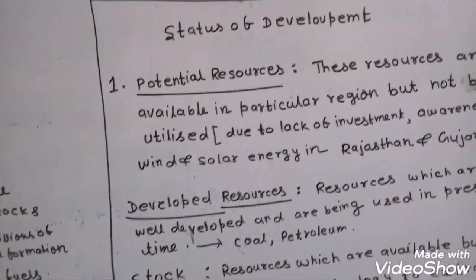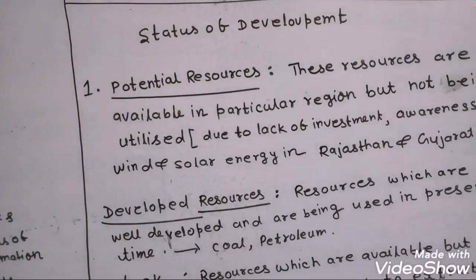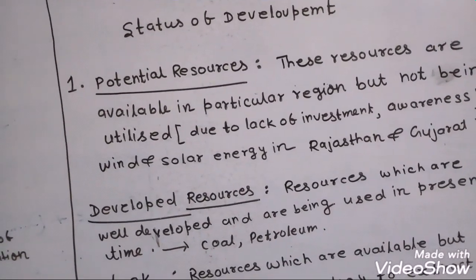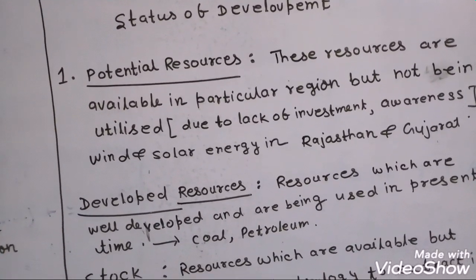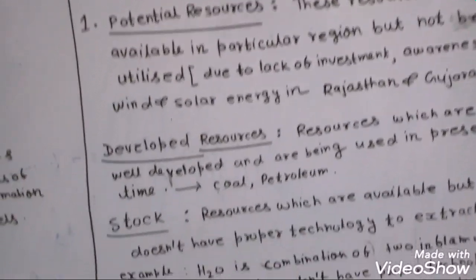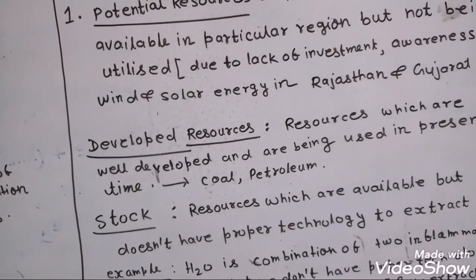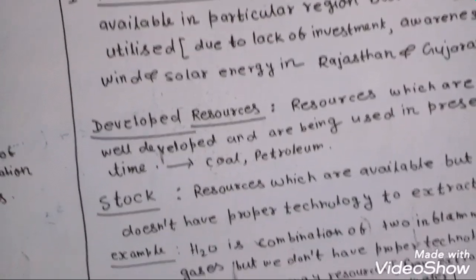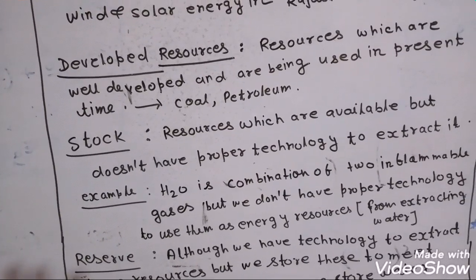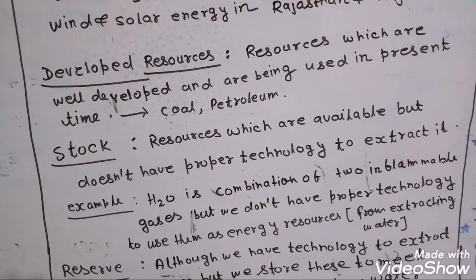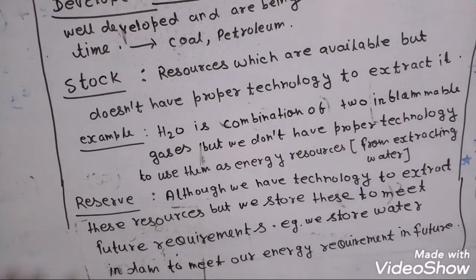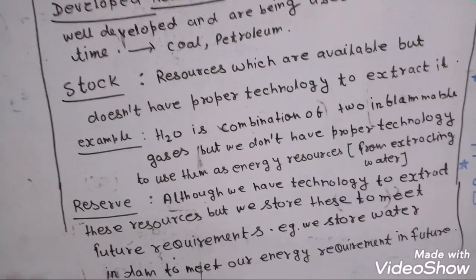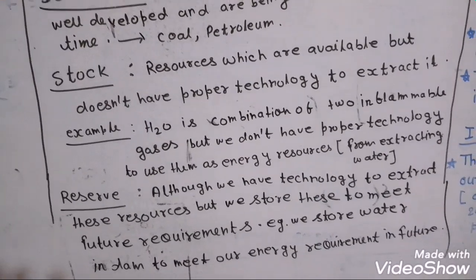So we just summarize. Potential resources: resources are available but these are not being utilized. Developed resources: resources which are actually in use. Stock: resources are available but we don't have technology to use them. Reserve: resources are available and we can utilize them in the near future.